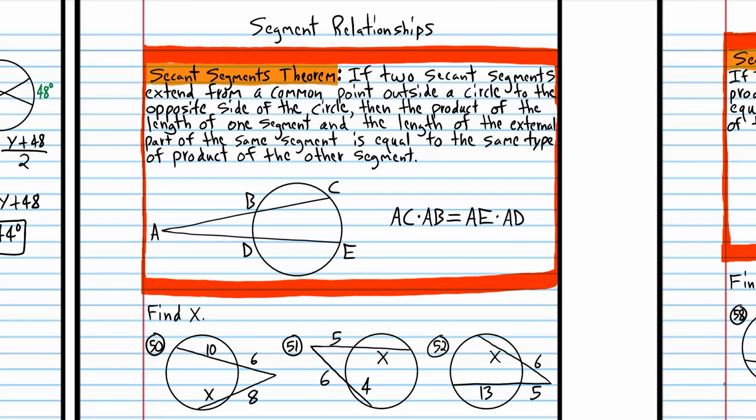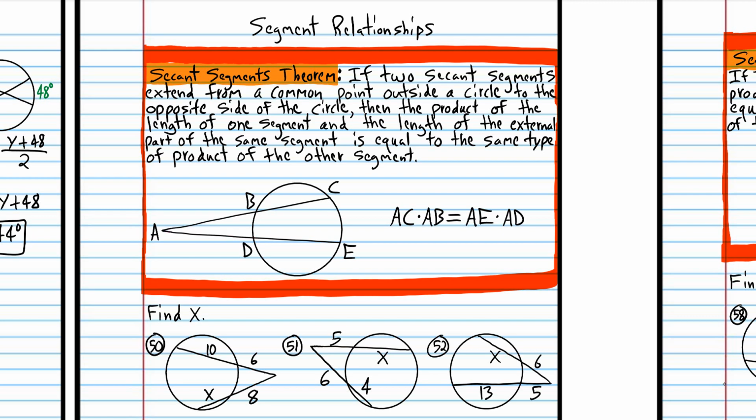So notice that we have two secants. A secant is a segment or a line or something that intersects a circle in two places. And what this theorem tells us is that if you take the whole length of this segment and you multiply it by the external part, the external length, that product is equal to the total length of this segment times the length of the external part. So that's all that means. That's what that says. So again, this length times this length is equal to this length times this length.